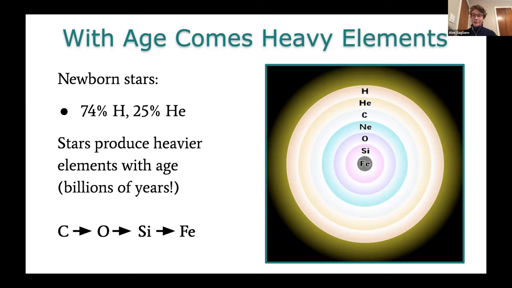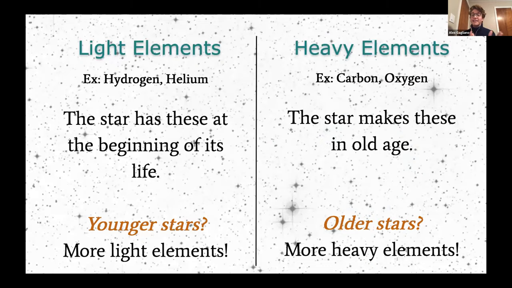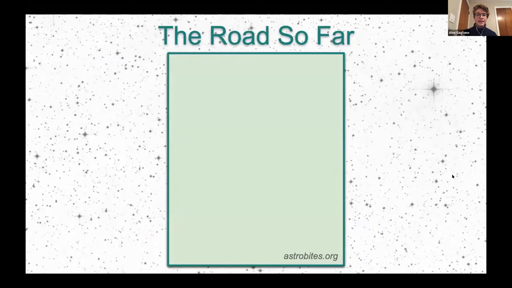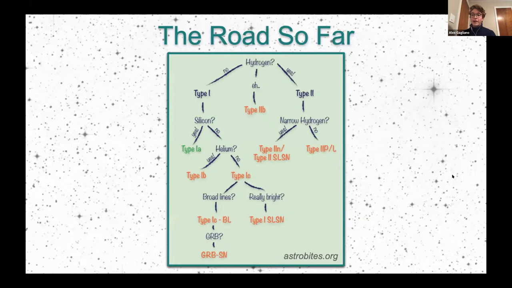And this is really exciting. So to create this very basic dichotomy, if you have light elements like hydrogen and helium in the spectrum, like we said, the star has these at the beginning of its life. So it's most likely a younger star that exploded. Whereas if you hear heavier elements like carbon or oxygen in the spectrum, you know the star needed to take a long time to create those things. And so it's more likely an older star that exploded. So if you have a younger star, light elements like hydrogen and helium; older star, more heavy elements like carbon and oxygen. Okay. So this is how we break down supernovae.